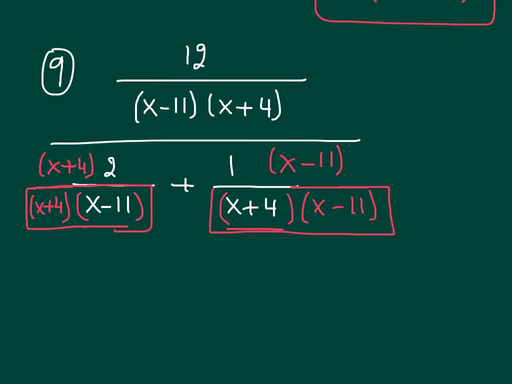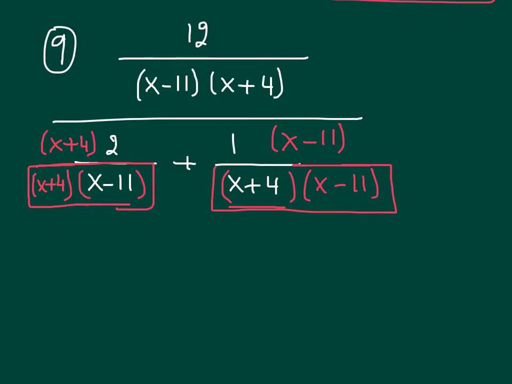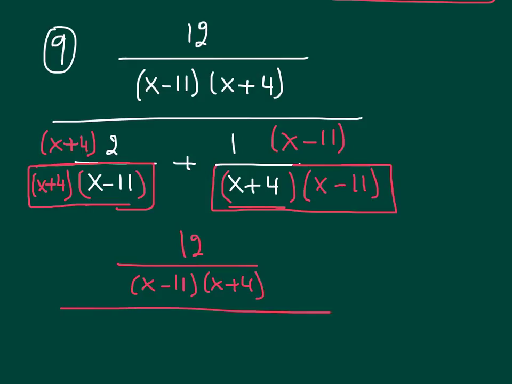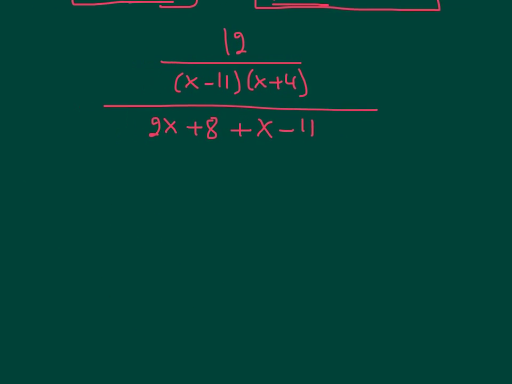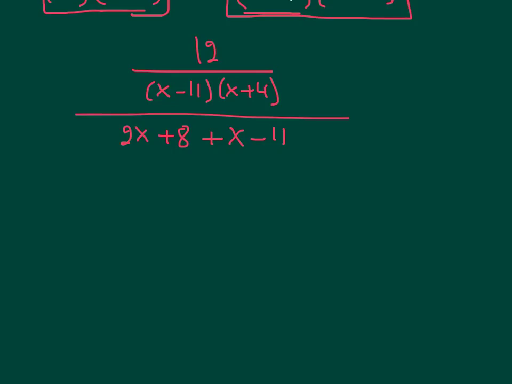So what I wanted to do is leave the top the way it is, which is 12 divided by x minus 11, x plus 4. And the denominator, what I'm going to reduce, this is going to give us right over here 2x plus 8 plus 1x minus 11 all divided by x minus 11, x plus 4.